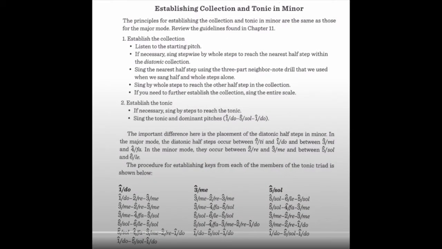Look at the bottom where it says the procedure for establishing keys from each of the members of the tonic triad is shown below. And we're going to be in minor mode. Sing with me under where it says Do, the column vertically. Ready? Go. Do, Re, Mi, Mi, Re, Mi, Mi, Fa, Sol, Sol, Re, Sol, Sol, Fa, Mi, Re. Oh, we did it right.